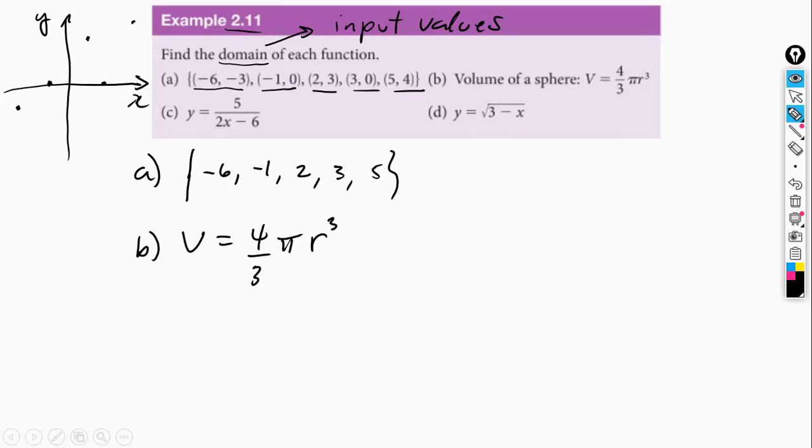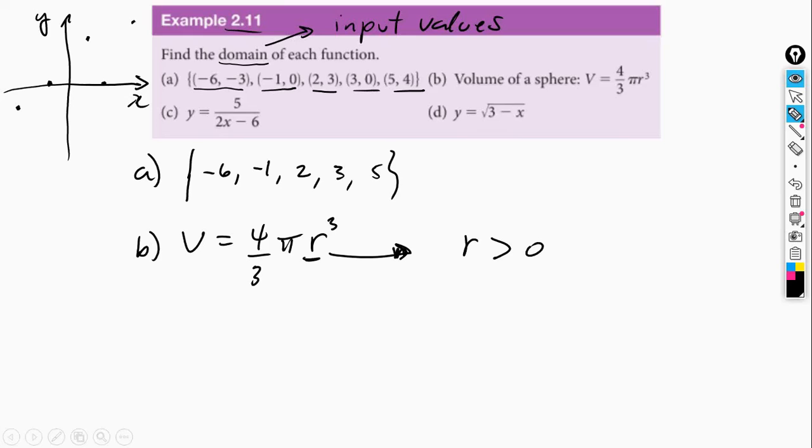So the domain is the input values, right? So here the domain is the independent variable that we can use, right? The independent variable is r. So the question here is, what values can I put into r? Well, I cannot put in any negative values because there's no such thing as a negative radius in the case of a sphere. So r must be greater than 0, right?